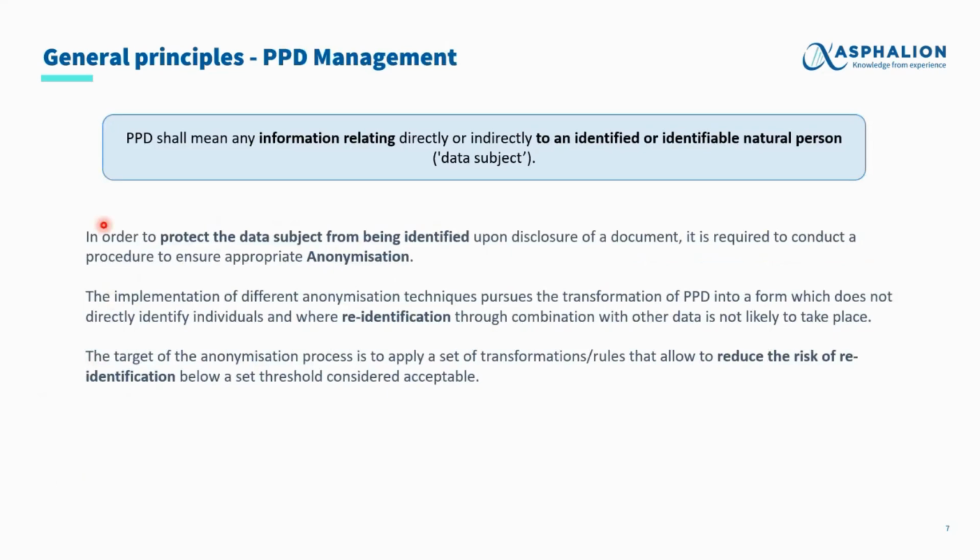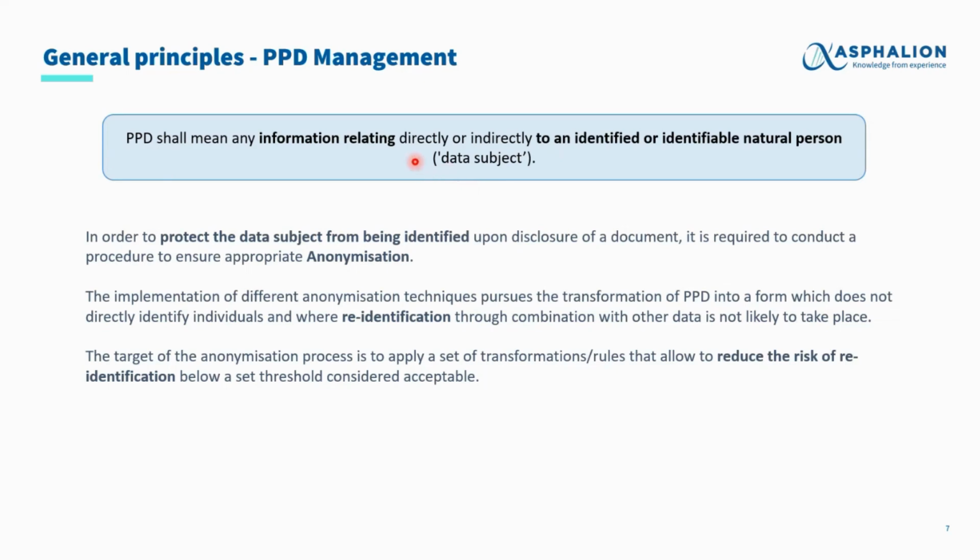For describing and defining these types of information, PPD and CCI. PPD is personal protected data, and this means the information related directly or indirectly to an identified or identifiable natural person, which is the data subject.